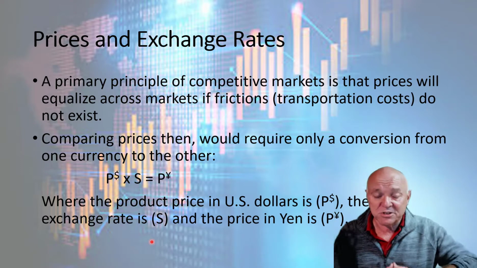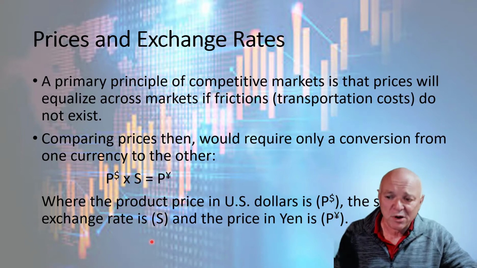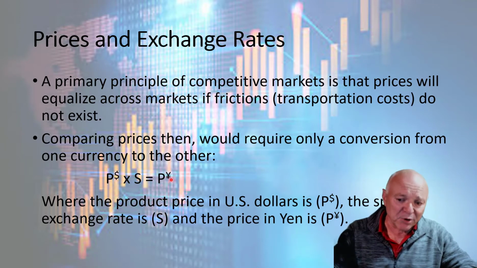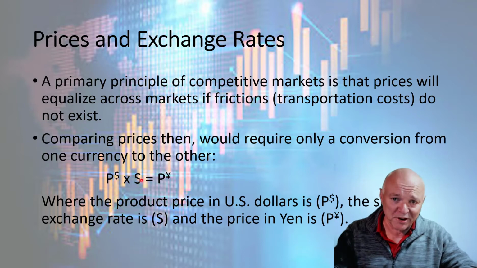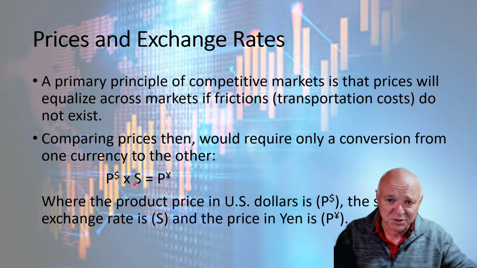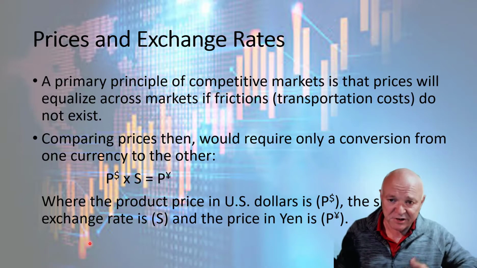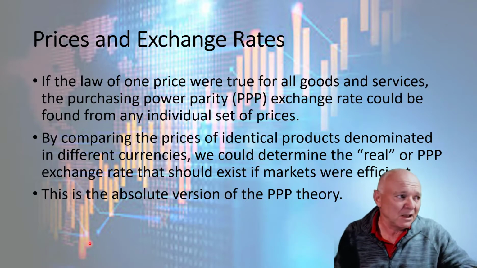So if everything else was equal, comparing prices would only require a conversion from one currency to the other. In other words, the yen price of a Big Mac is equal to the dollar price times the spot rate. And if the spot rate's wrong, then we have the wrong price. The spot rate shouldn't be wrong, so we can adjust. We can play with the spot rate until we end up with a perfect comparison. So this is a very simple idea, a very simple overview of what we mean by the parity relationship.